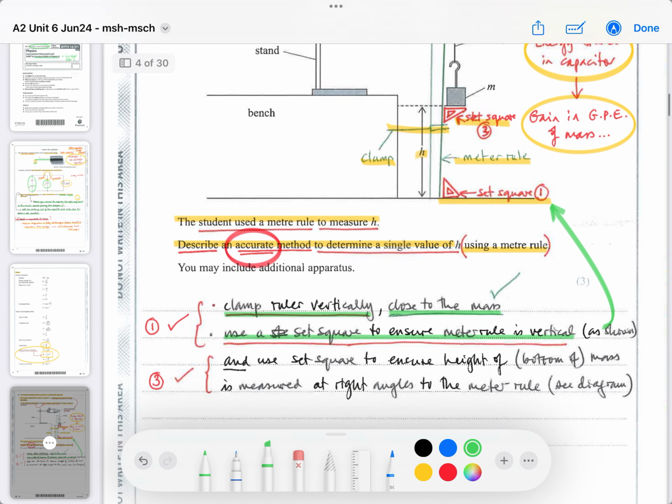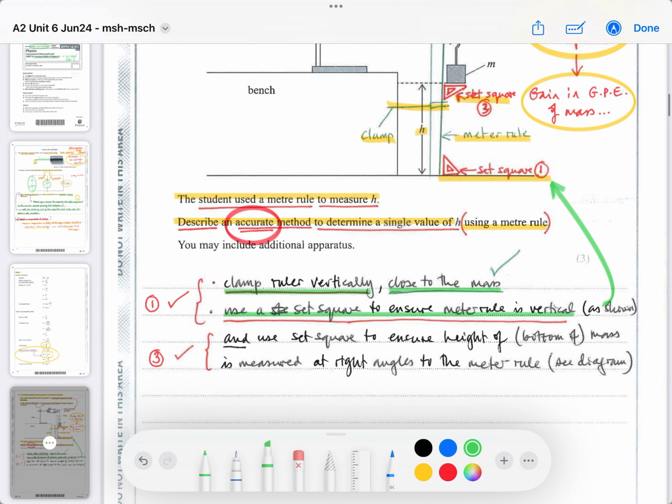Set squares get you a lot of marks in A level. And then use another set square, the same set square, to ensure the height of the bottom of the mass, because that's where it's been raised from, the bottom, from the floor. Presumably it was on the floor initially, but not definitely, and is measured at right angles to the meter rule. So we want to make sure that this is an accurate method of determining how much, to the nearest millimeter, the mass has gained in height, so we can work out the potential energy. It's a describe, not an explain.